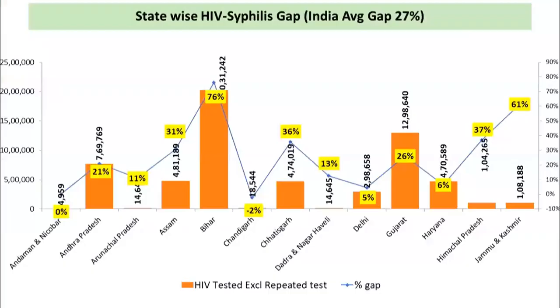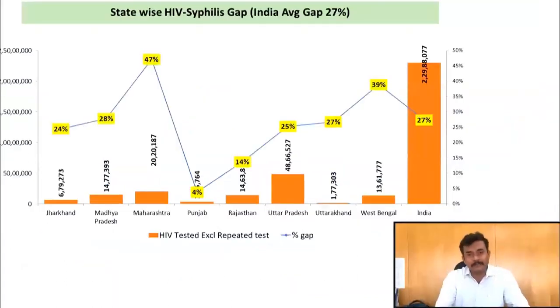In the current slide, you can see the gap. There is a bar which shows the number of tests being done, and the percentage shows the gap. Like in the denominator is HIV testing. So against HIV testing, what is the gap for the syphilis testing? You can see huge gap in a few states, like 76% gap in Bihar, 26% gap in Gujarat. So there are a couple of states only which are shown. For all the states, you should look into it.